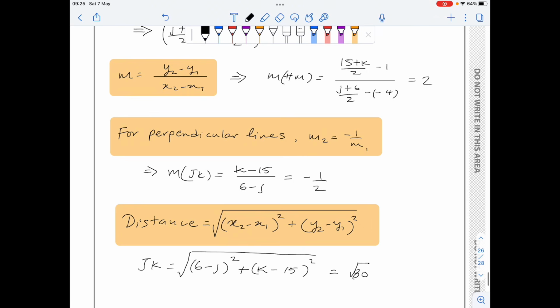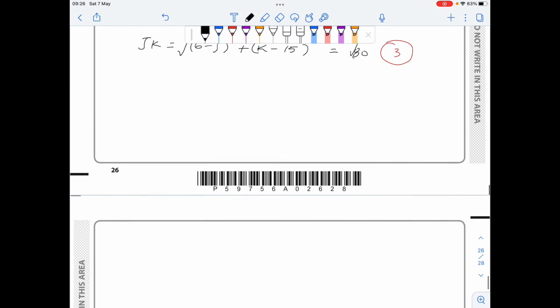Now I have 3 equations here. Let's label them 1, 2, and 3. And I will use 2 of them to solve simultaneously so I can find j and k. Now I have chosen to go with 1 and 2, but you can use 3 as well with either 1 or 2. Let's simplify those equations first.